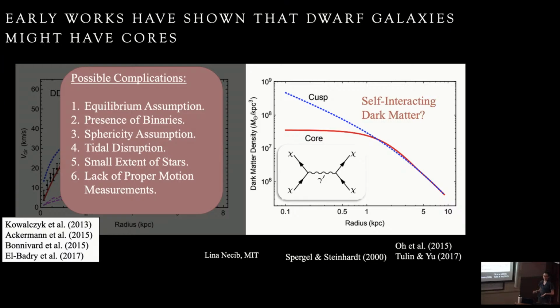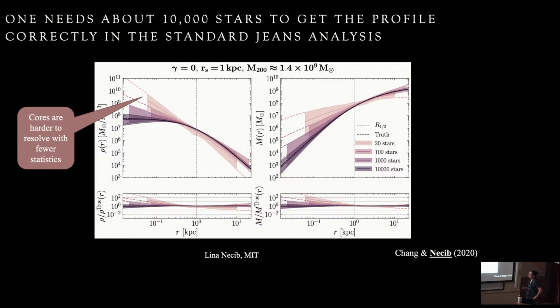You have to assume that they're spherical. Anyways, it's a lot of different assumptions. So back in 2020, we were actually tackling a completely different question, which is the effect of binaries, until we found out that the standard method of using stars, not HI, but stars, to get density profiles of dwarfs is actually quite problematic.